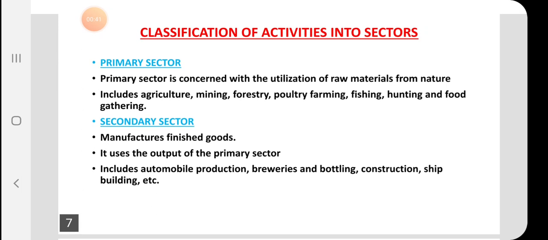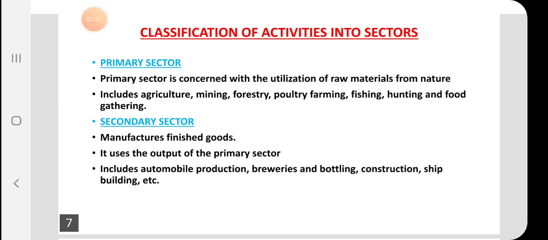So dear students, you must have seen various activities being performed in and around you. Farmers working in the field, taxi drivers driving taxis from one place to another, doctors looking after the patients, etc. So all these activities can be broadly grouped into three sectors: primary sector, secondary sector, and tertiary sector, on the basis of nature of activities.